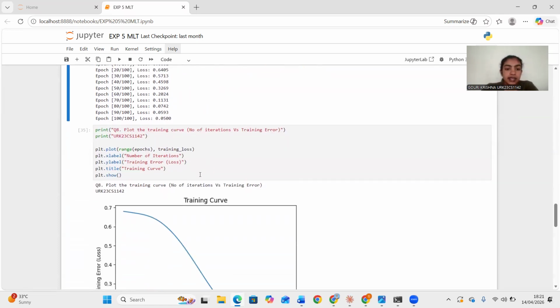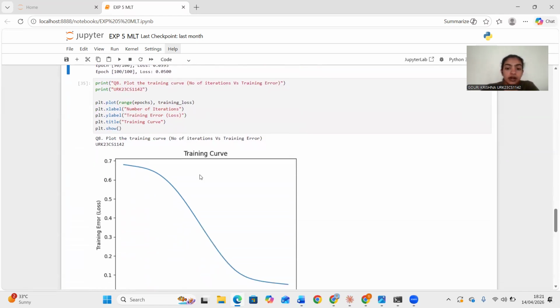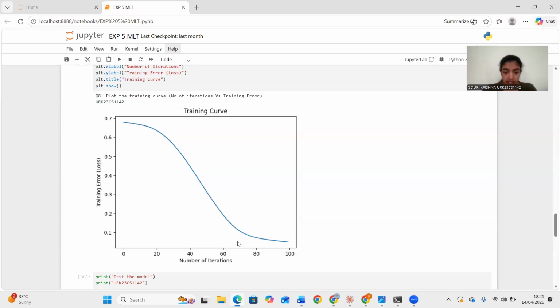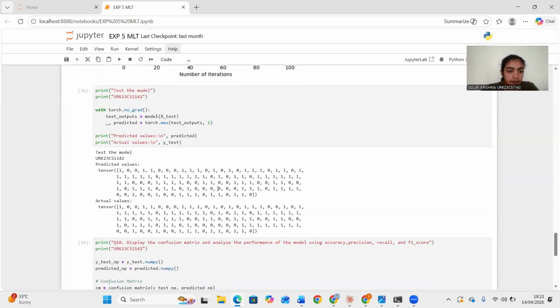And the eighth one is basically plotting the training curve. I plotted a graph where the x-axis is the number of iterations and the y-axis is training loss. This graph helps visualize how the model is learning. Here we can see a decreasing curve, which indicates that the model is improving over time.